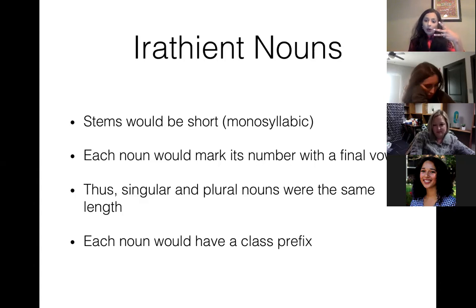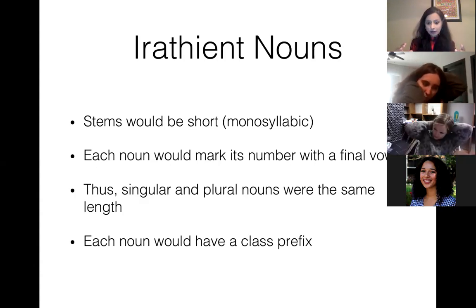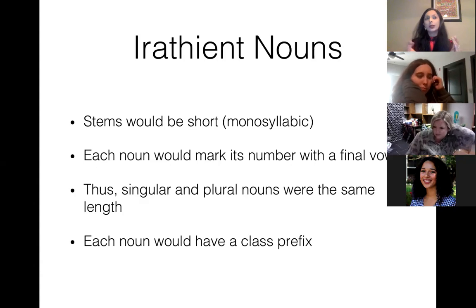Three things that are always marked, or mostly marked, on nouns: person, number, gender. Person: first person, second person, third person. Number: singular, plural. Gender: masculine, feminine, neutral, right? So singular and plural nouns were the same length. The length did not distinguish them, as opposed to English, where you have plural marking as a suffixation.